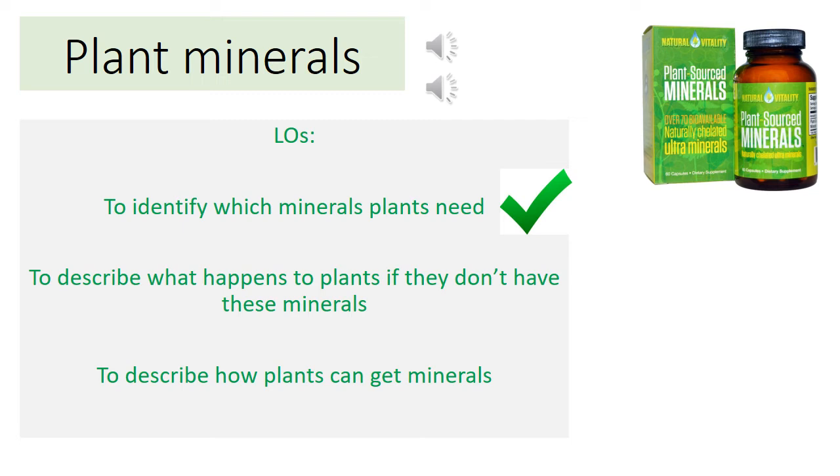Can you also now describe what happens to plants if they don't have these minerals? Again, without looking back, think about the pictures that you saw, think about what was wrong with those plants. How many can you remember? Look back and get the ones that you weren't sure of. And then we can say that we have completed learning objective 1 and 2. Well done. We're going to head on to our last learning objective now, and we are going to describe how plants can get minerals.